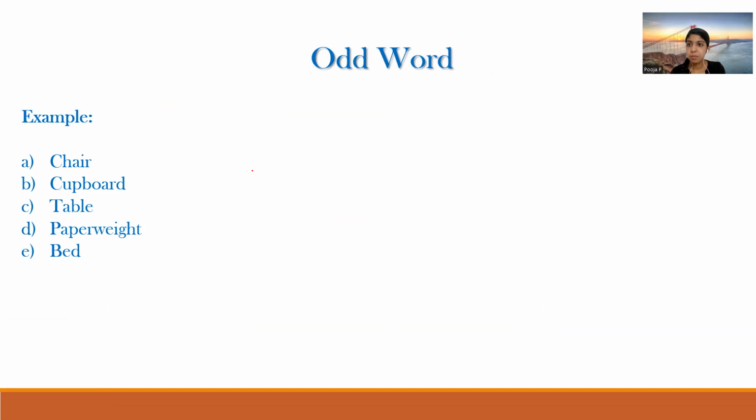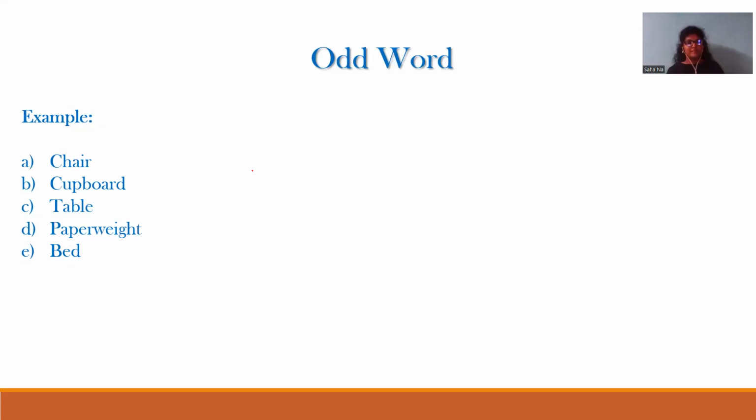Ma'am, because table, paperweight, chair, cupboard are used on the table itself. We can see it on any table. But bed is quite opposite from all four of them. Cupboards again need not always be situated on the table. I think it's paperweight because chair, cupboard, table, and bed all can be made of wood, whereas paperweight can't be made of wood. Nandini, you're almost right, but how about others?